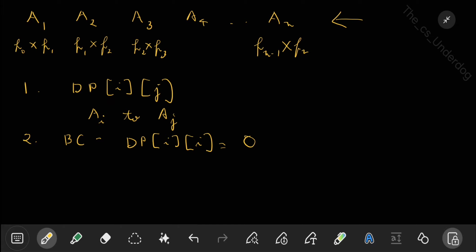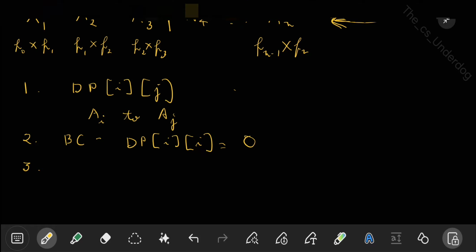How can you write the recurrence relation for this problem? The recurrence relation should give you how to find out the answer for one particular block, any particular block dp[i][j]. How will you find out the answer? This is what the recurrence relation will tell you. In order to write a recurrence relation, you have to break it into a smaller problem. How will you break it into a smaller problem? If you have this as your main problem, you can break it by saying, I want to parenthesize it at some point here.